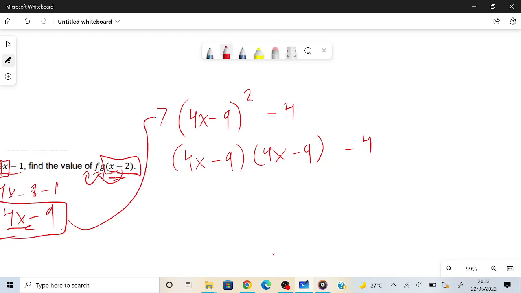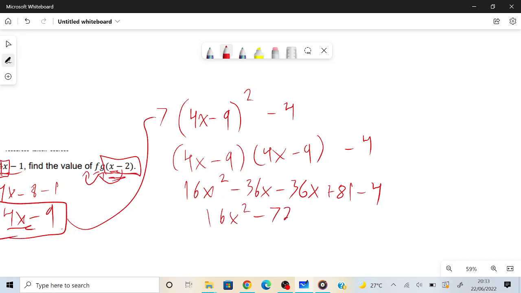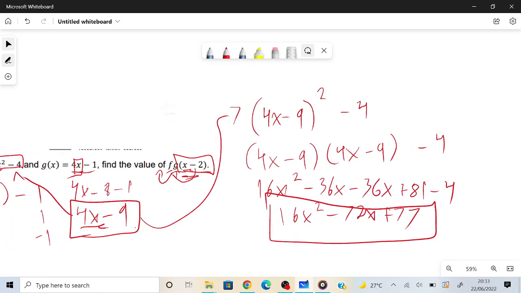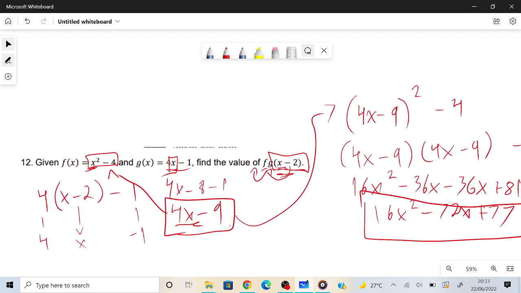Expanding this, we would have 16x squared minus 36x minus 36x, sorry, plus 81 and then minus 4. This then becomes 16x squared minus 72x plus 77. And that is your final answer. As you can see, this can be a bit tricky, but always work from the right side to the left.